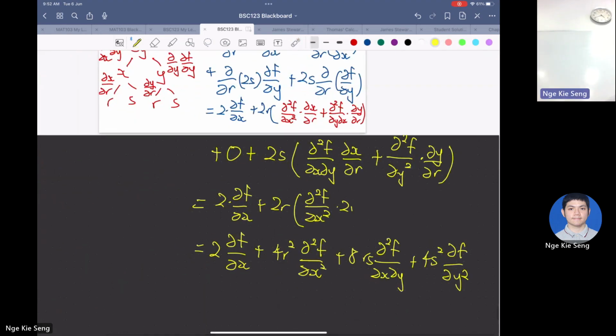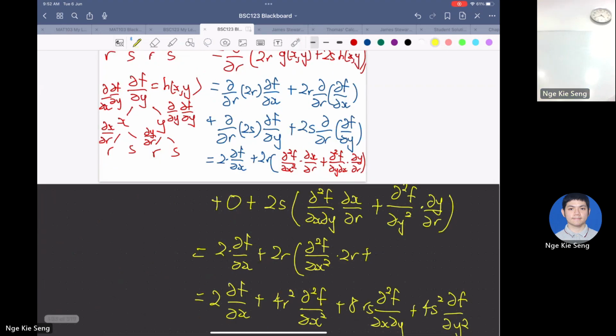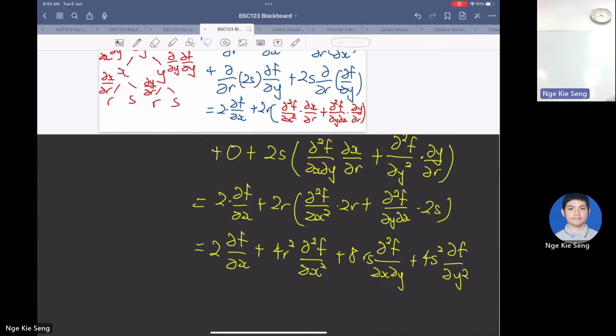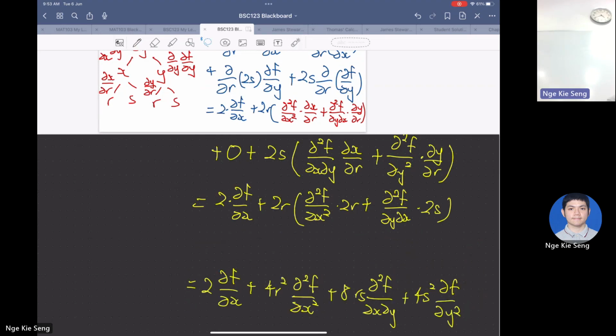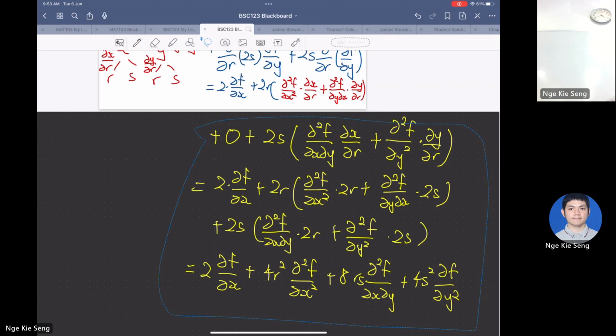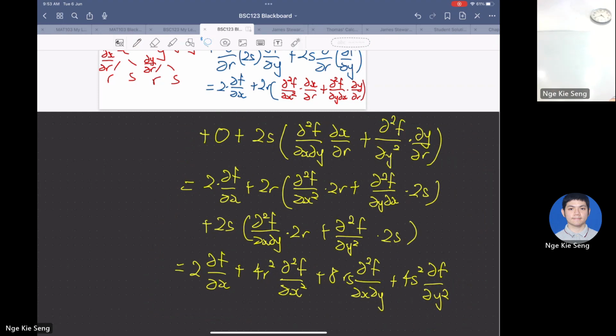And then similarly, you differentiate del x over del y, del y over del r, what do you get? You also get 2x. Okay, so then you do the similar computation for the other one. Get 2r times del square. Okay, and then you simplify this number. Okay or not? Okay.